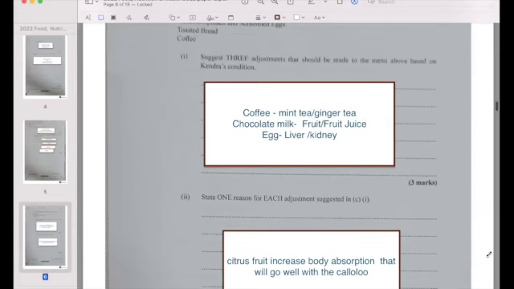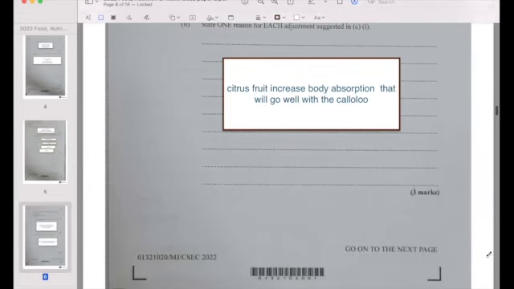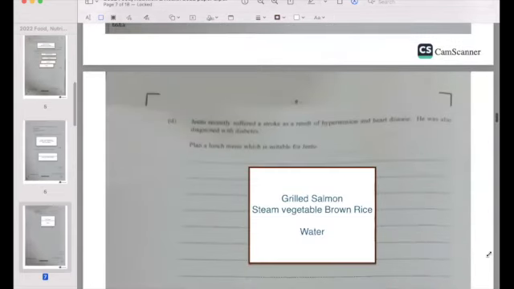So for a person with anemia, if you mix citrus and, for instance, callaloo, food rich in iron, then the absorption goes better. So we have citrus fruit, which increases body absorption, that will go well with the callaloo. For instance, in the Caribbean, if you're going to consume callaloo in the morning with your saltfish or codfish, then we'll normally have orange juice. So it helps with the absorption of the nutrients.